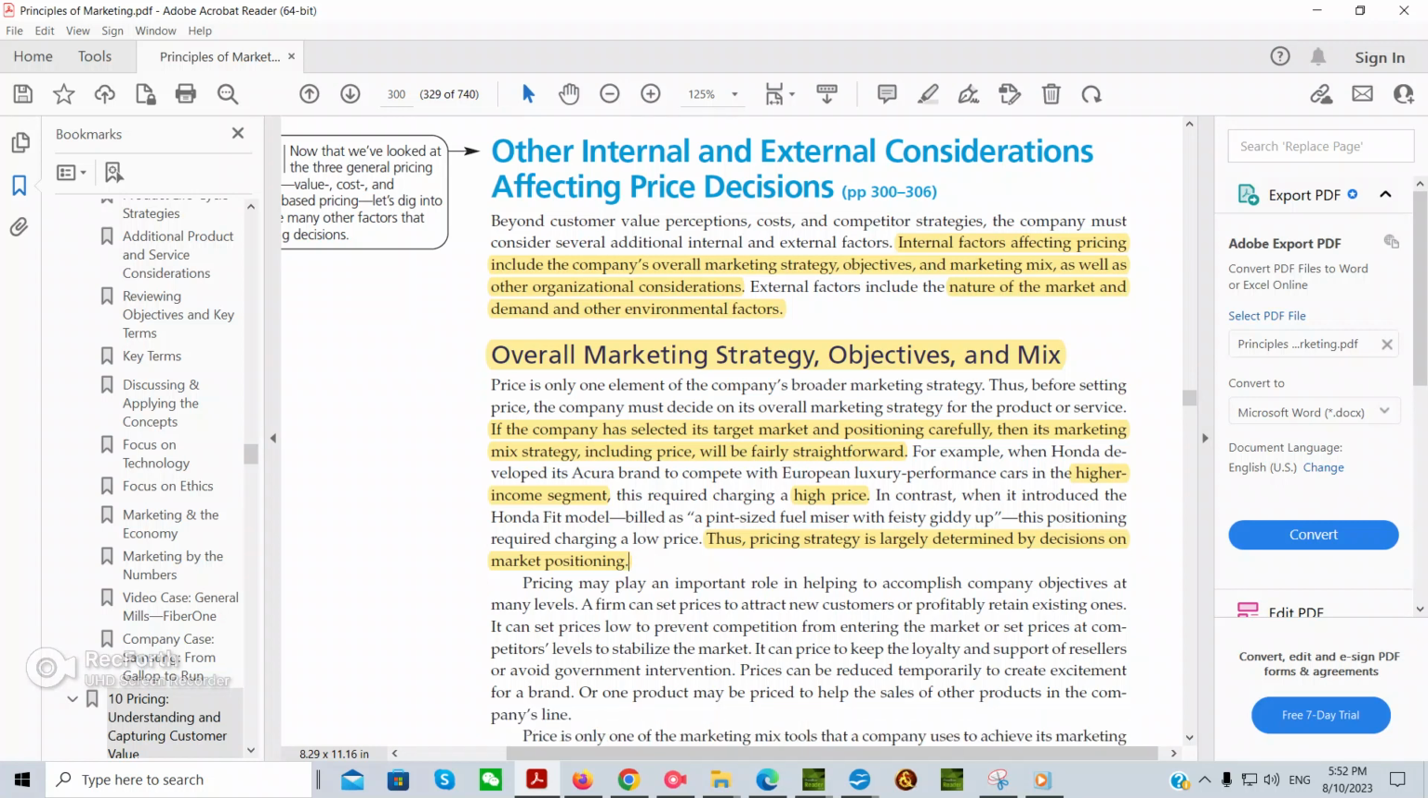Pricing may play an important role in helping to accomplish company objectives at many levels. A firm may set price to attract new customers or profitability to retain existing ones.